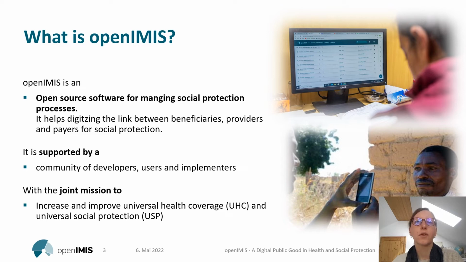One of the strengths of open source solutions in general is the support of the community behind them. They can provide technical support and expertise when meeting challenges, and they can also ensure that the software is continually tested and tried by a diverse set of users. This is true for openIMIS, and the product comes with a package of a vibrant community of developers, users, and implementers. They can provide support and engage with a joint mission that we share. This is increasing and improving access to universal health coverage and universal social protection.